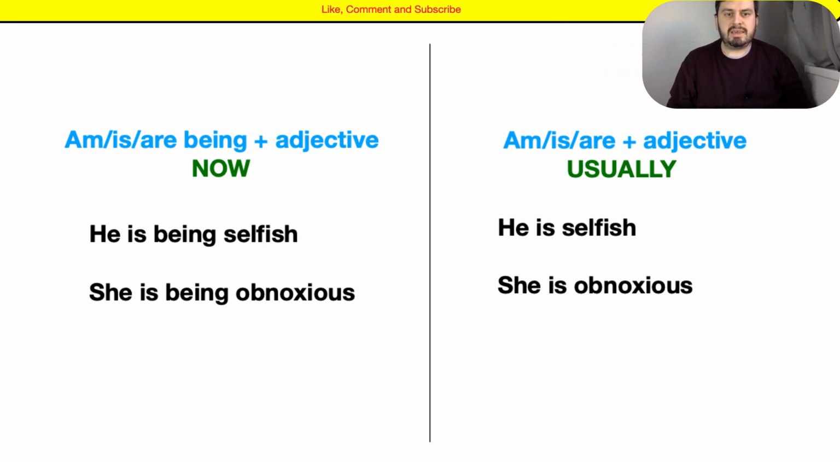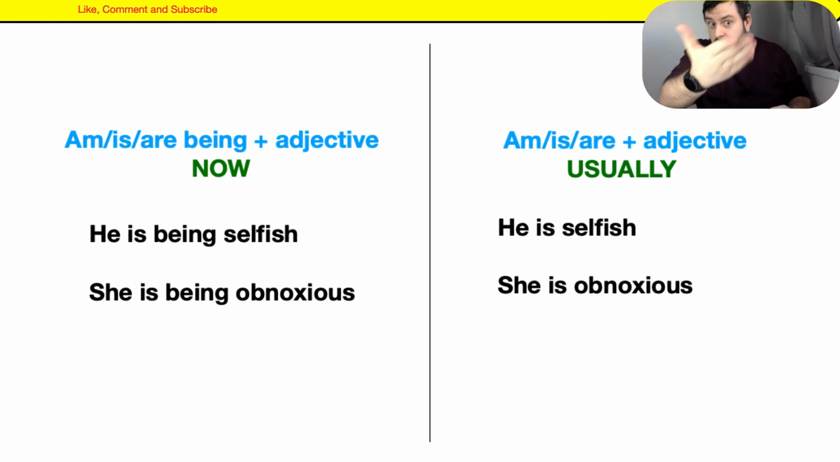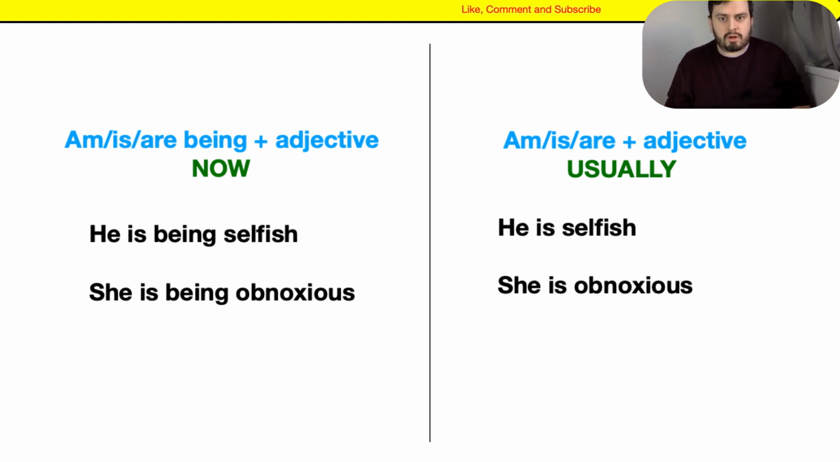So when we say he is being selfish, it means that's his behavior right now. But when we say he is selfish, that means that's what I think of this person. They are usually selfish. But maybe they're not here right now, and I'm just telling you that they are a selfish person. The other example, she is being obnoxious.